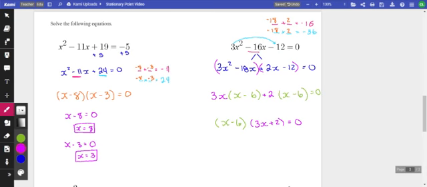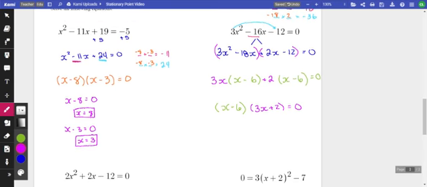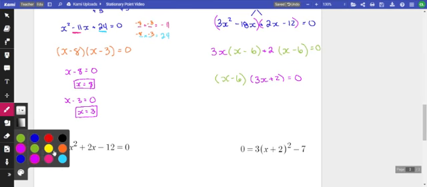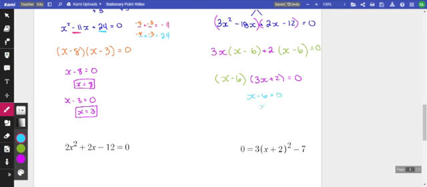And then the solving part is exact same as over here. We have to look at each factor separately and solve. So I need to know what is going to make x minus 6 equals 0. Well, that's going to be x equals 6. And I need to know what's going to make 3x plus 2 equals 0. Well, that's going to be negative 2x.